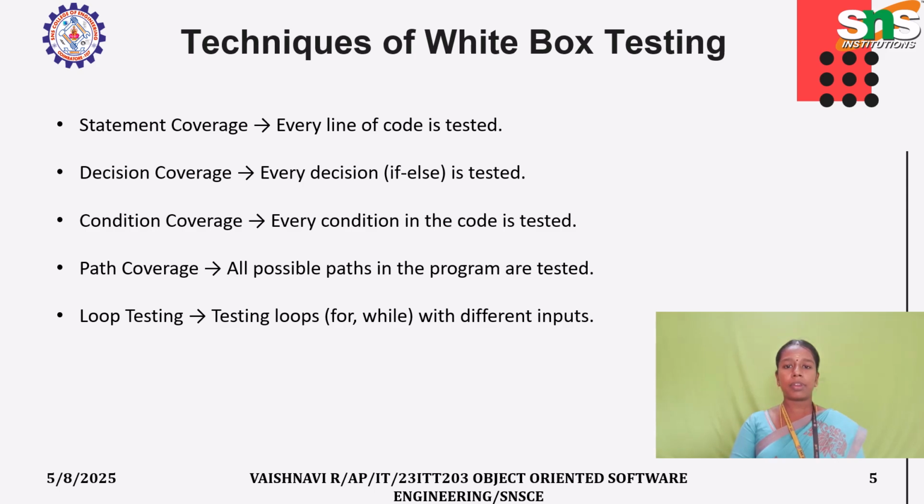And then techniques of white box testing. Here we have 5 techniques used in white box testing. First technique is statement coverage. Here every line of the code will be tested. Second technique, decision coverage. Here every decision, where we follow the conditions like if else, is tested. And then third technique is condition coverage. Here every condition in the code will be tested. Fourth technique, path coverage. Here all possible paths in the program are tested. Fifth one is loop testing. Here we test the loops, for loop and while loop, with different inputs.